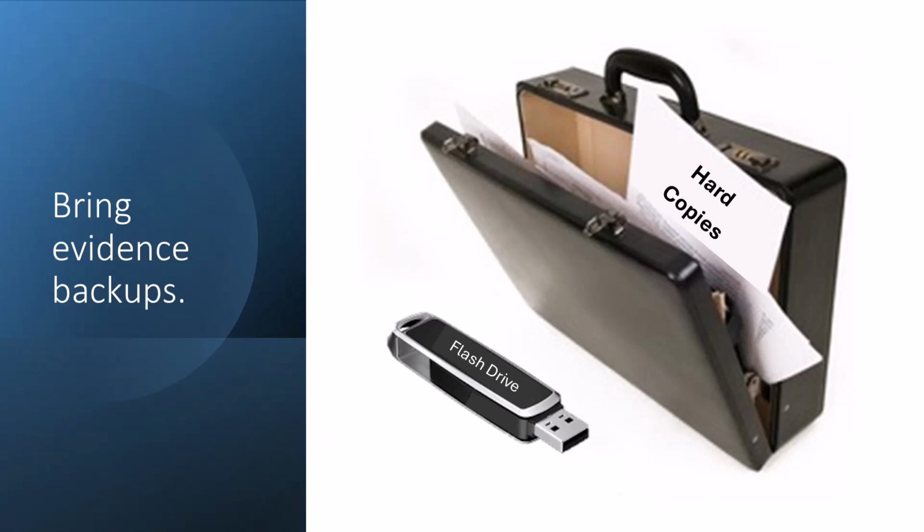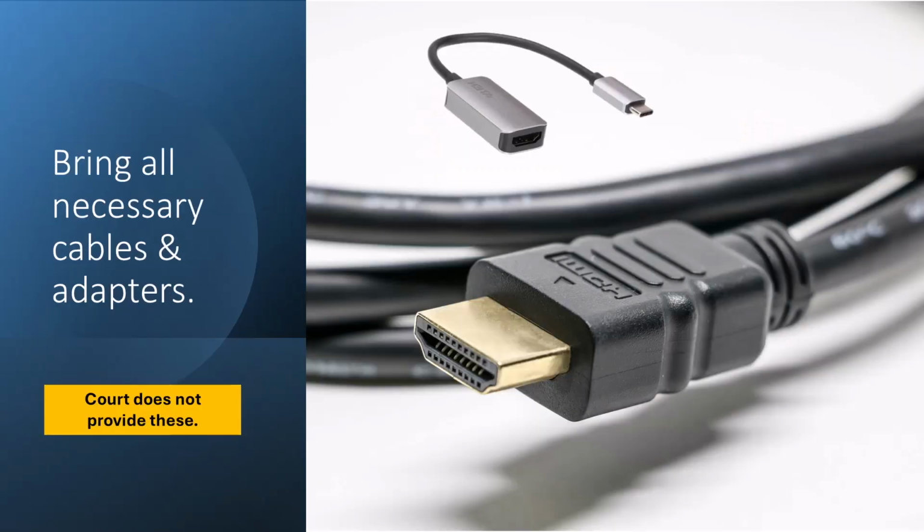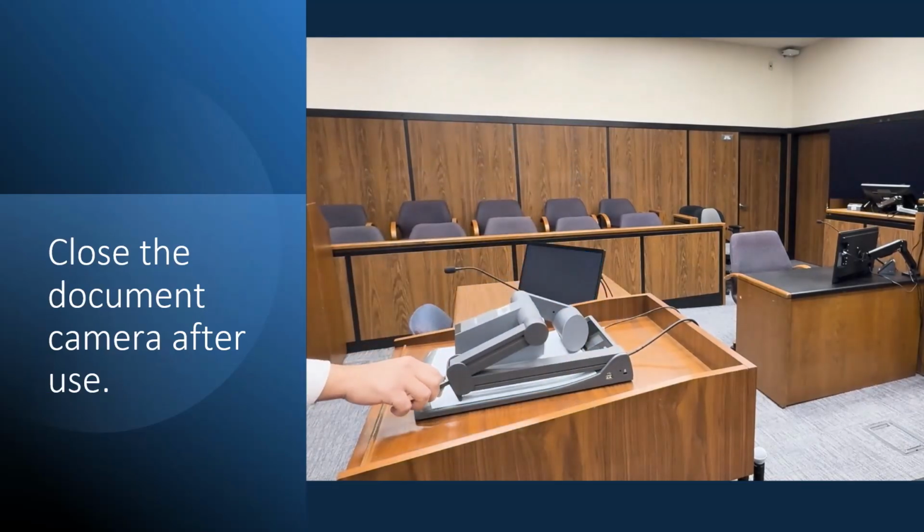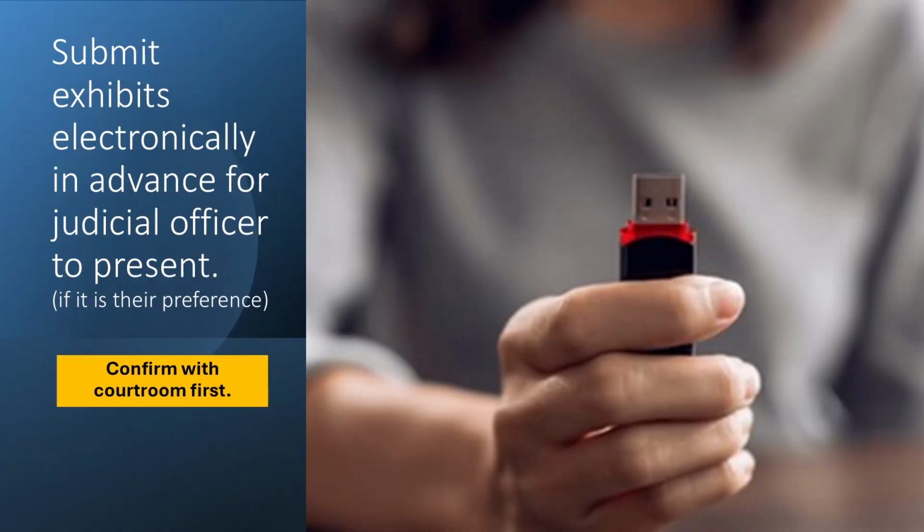Bring hard copies. Bring a thumb drive or flash drive with digital copies of everything to use on a backup device. Bring all connectors and cables necessary to connect to courtroom equipment. If your computer does not have an HDMI port, bring an HDMI adapter. The court does not provide these. Close the document camera when you are done presenting. If it is the judicial officer's preference to receive and present evidence via their computer, submit exhibits electronically to the courtroom ahead of time. Confirm the judicial officer's preference ahead of time.